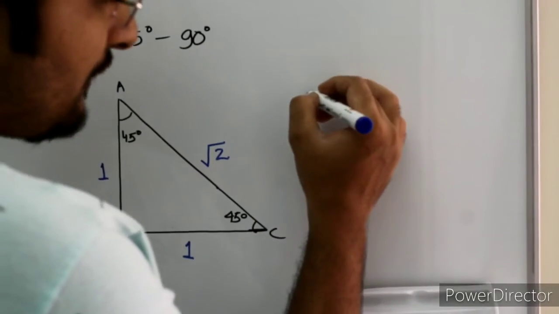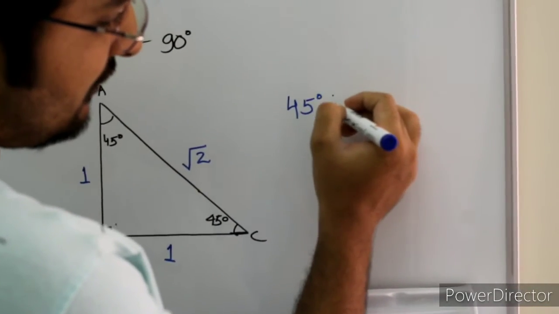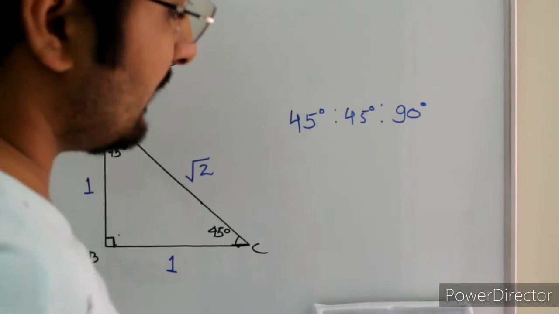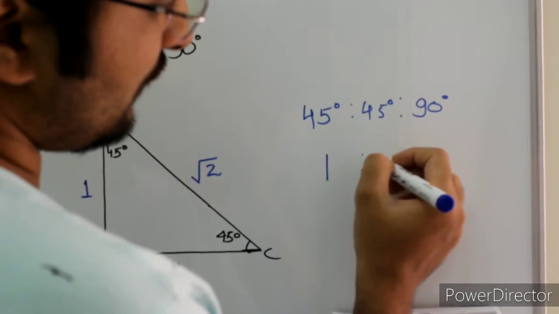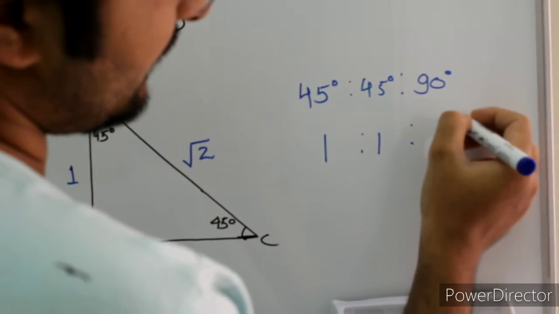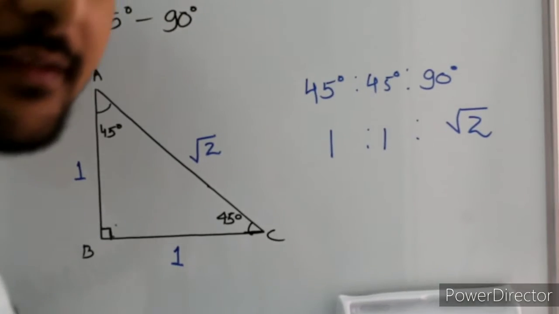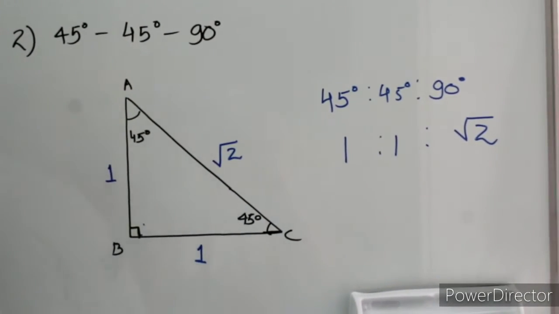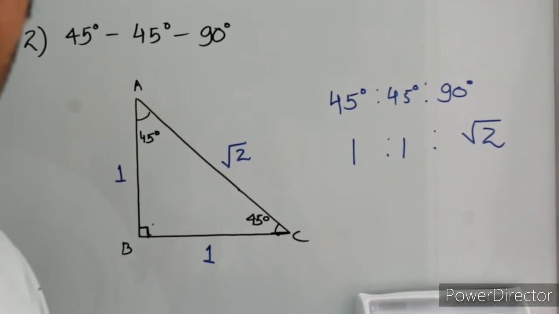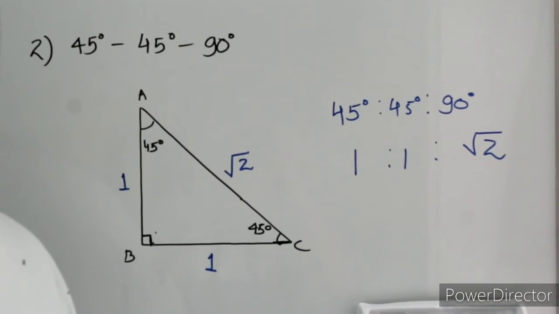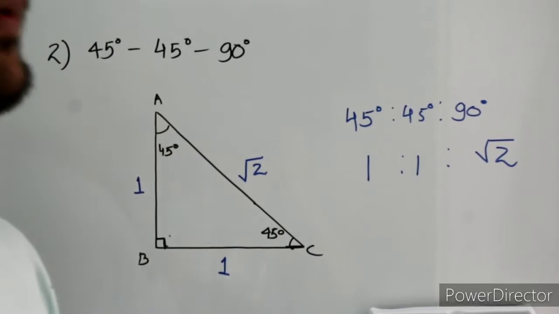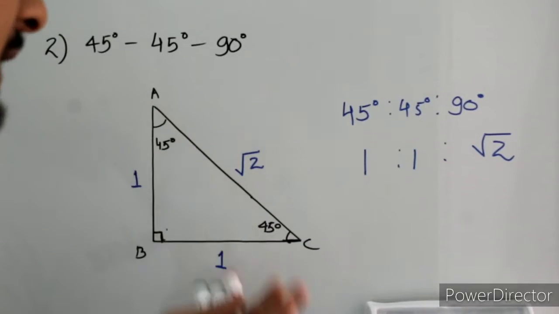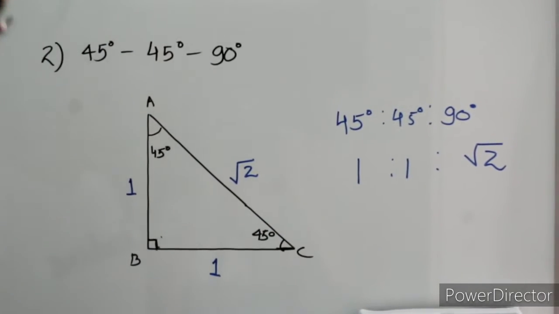Okay. So in the 45, 45, 90 triangle, the side opposite to 45 degree, the side opposite to the other 45 degree and the side opposite to 90 will always maintain this ratio. In your SAT, this information will be shared with you on the front page of your part 3 and part 4. All you have to know is how to apply it. So that is why we are seeing here how to apply this.